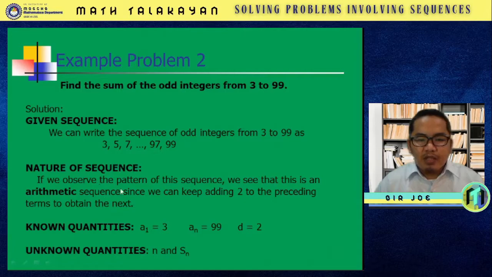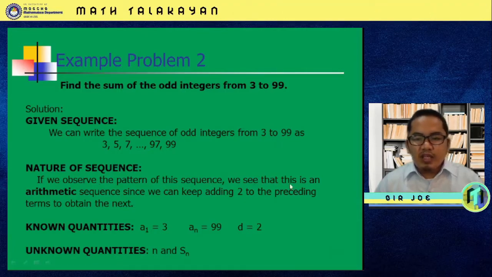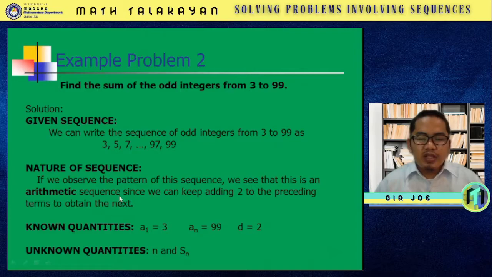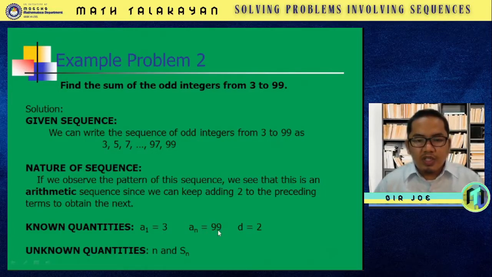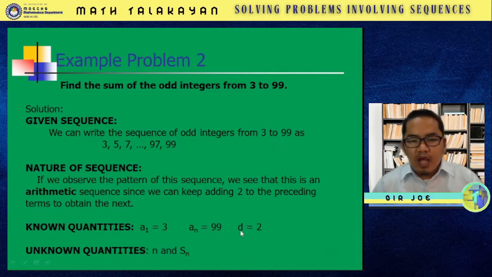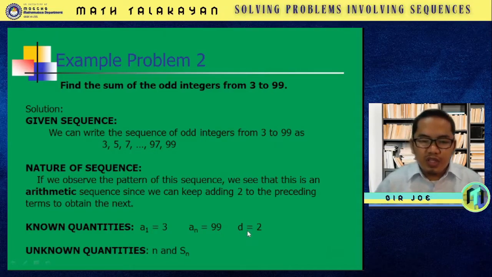If we observe the pattern of the sequence, we see that this is an arithmetic sequence, since we can keep adding 2 to the preceding terms to obtain the next. So we have our known quantities, which are the first term, which is 3, the nth term, which is 99, and then the common difference, which is 2. Our unknown quantities are n and s sub n.